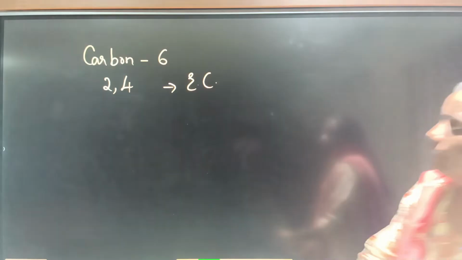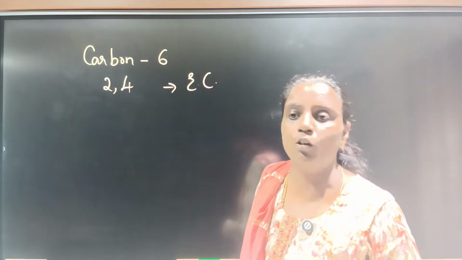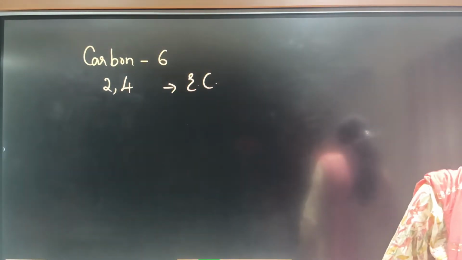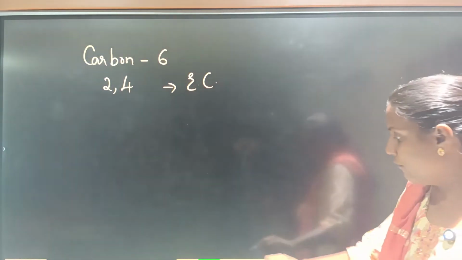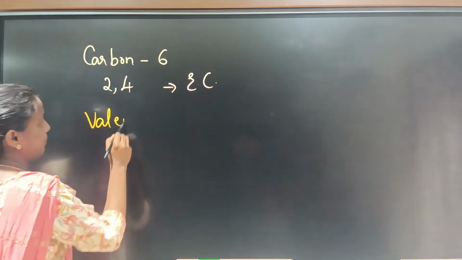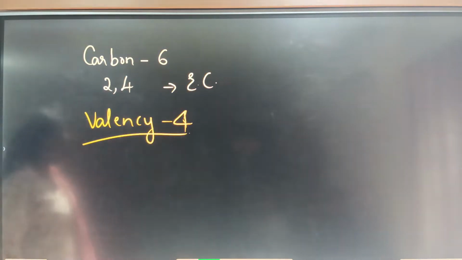So when you see the last shell, how many number of electrons are there? 4. Then what will be the valency of carbon? Yes, valency of carbon is 4. Okay, valency of carbon is 4.